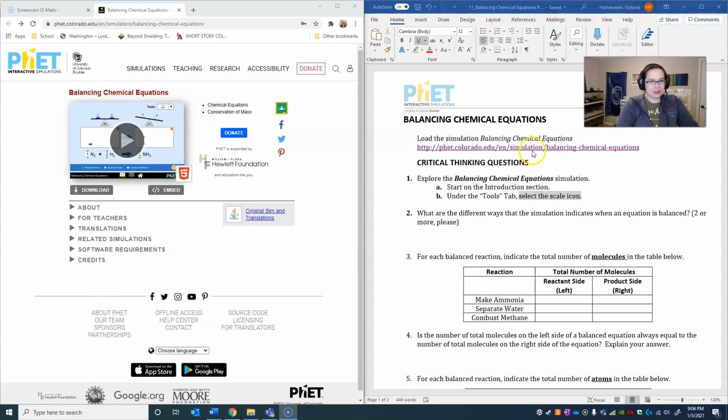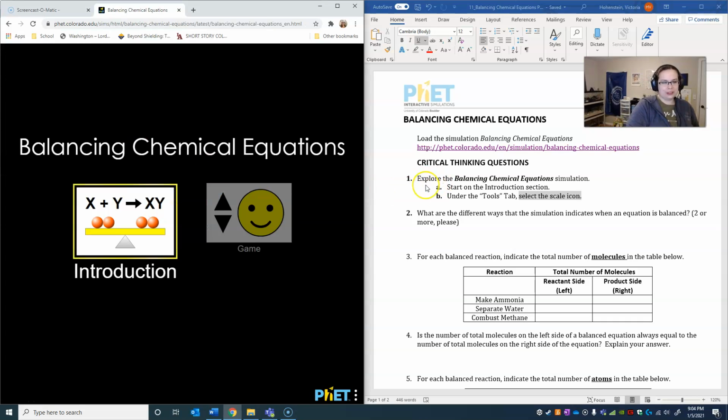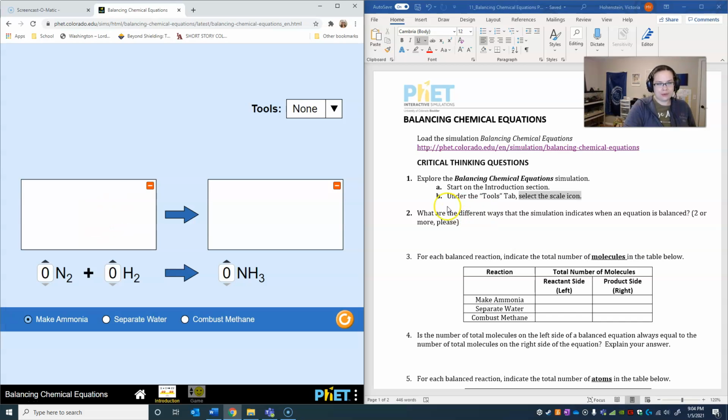So what you're going to do is open this link and it will take you to this website. Hit play. And then the instructions are right here. So start under the introduction section and under the Tools tab, select the scale icon.